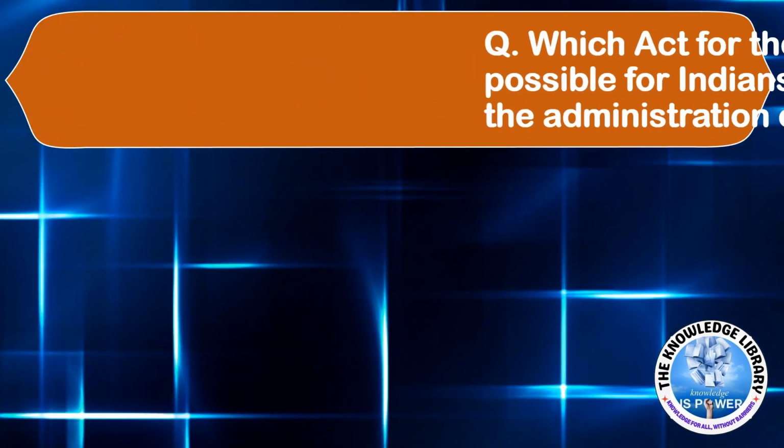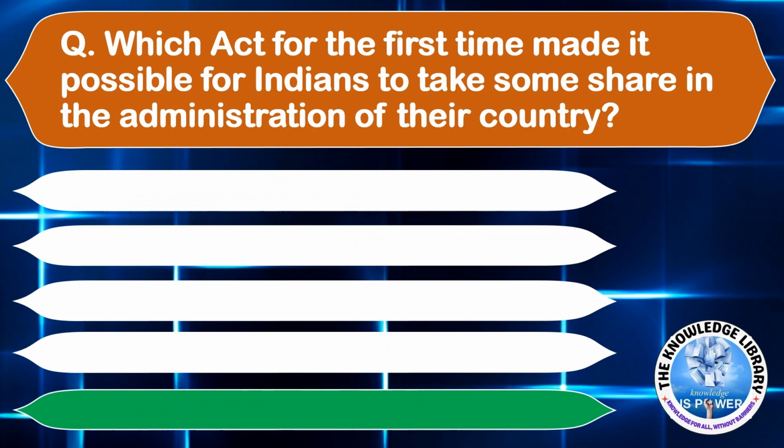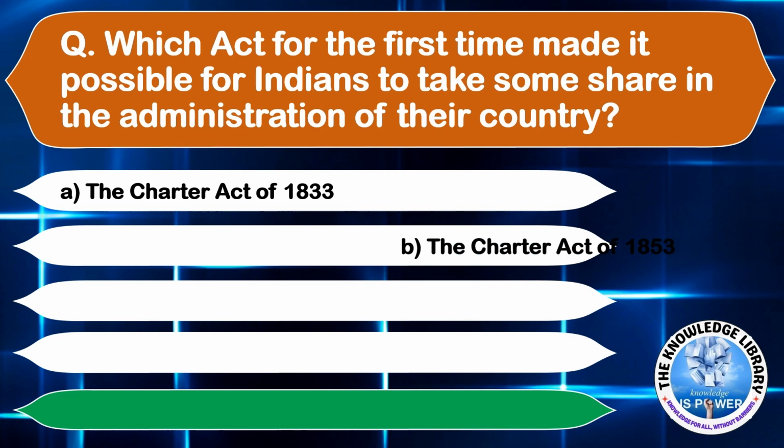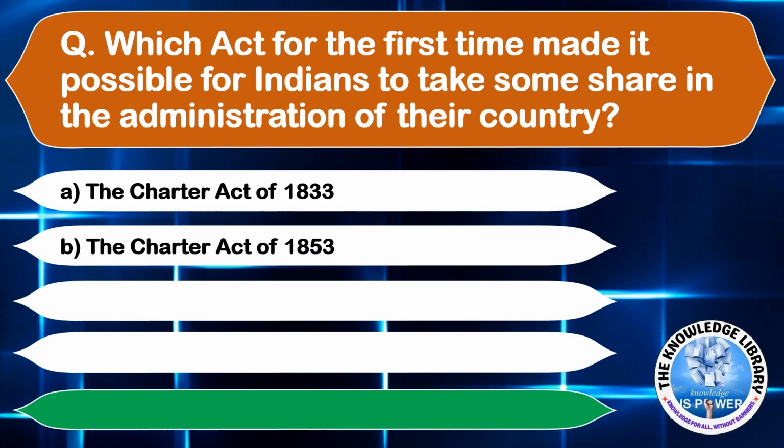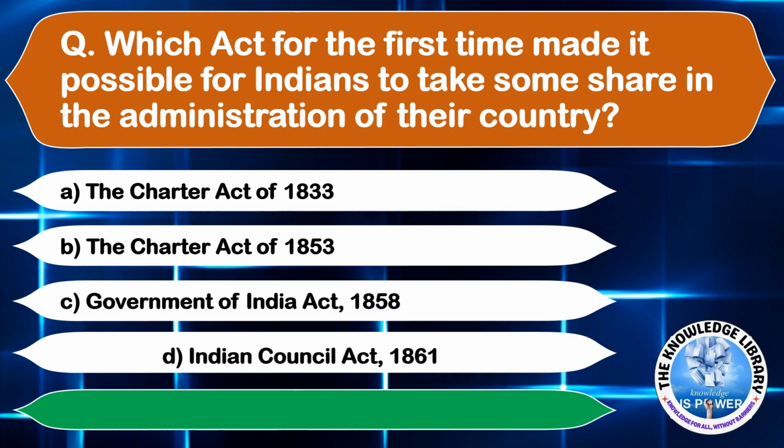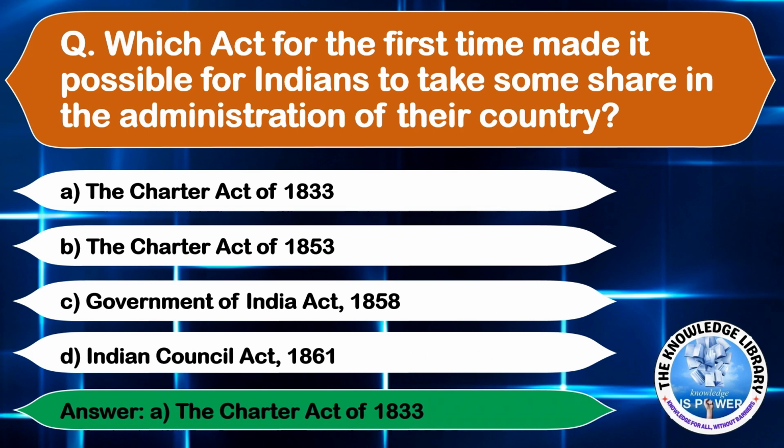Which act for the first time made it possible for Indians to take some share in the administration of their country? Option A, Charter Act of 1833. Option B, the Charter Act of 1853. Option C, Government of India Act 1858, and option D, Indian Council Act of 1861. The correct answer is option A, the Charter Act of 1833. Moving on to the next question.